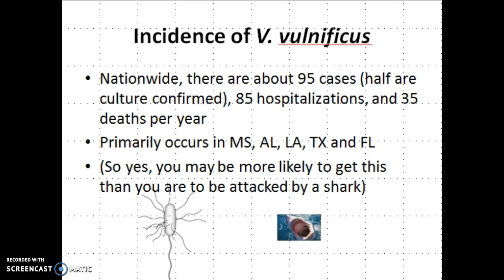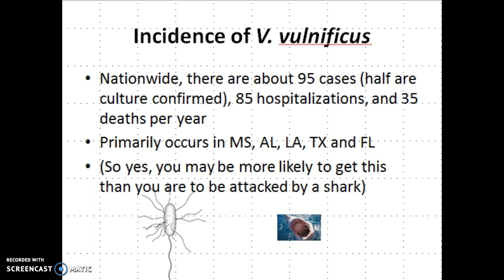The incidence of Vibrio vulnificus in the United States, there are about 95 or 100 cases per year that are confirmed illnesses due to Vibrio vulnificus. About 85 of these result in hospitalization, and we see around 35 deaths per year. Most of these infections occur in people who have been in the southern coastal states, so Mississippi, Alabama, Louisiana, Texas, or especially Florida.